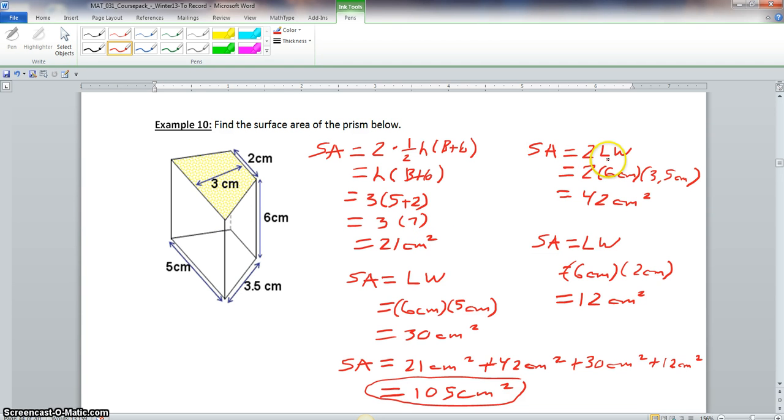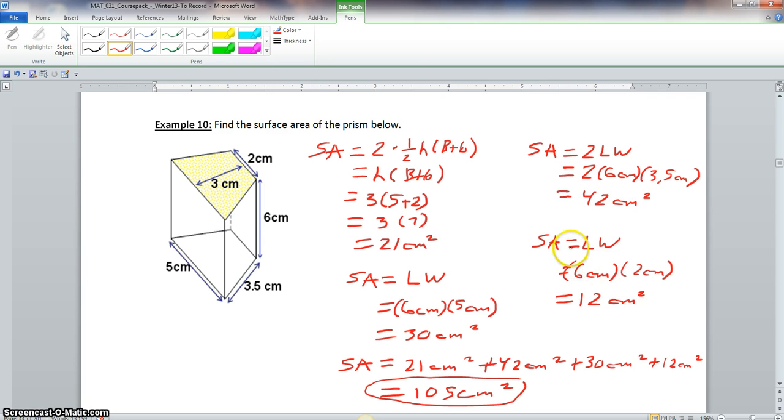Now what we're going to do is the surface area of this rectangle here. We have this rectangle and the one on the back. They're the same size. So what we will have here is 2 times the length, which is 6 centimeters, and the width is 3.5 centimeters. So we add 2 times 6 times 3.5, which gives us 42 centimeters squared.